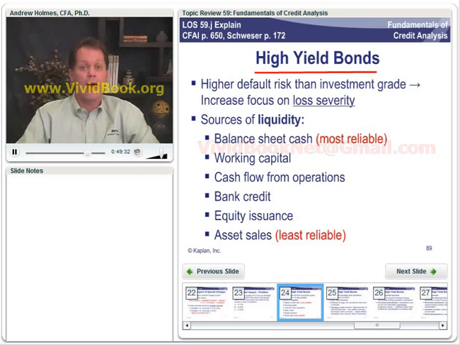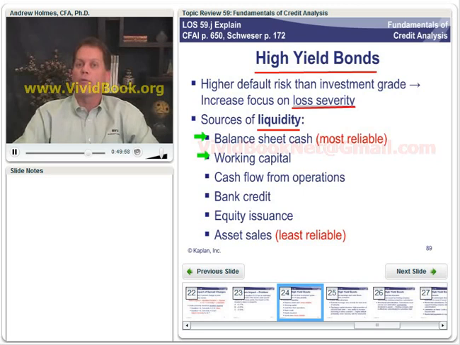That's why they're high yield or junk bonds. When we analyze these, we're going to be much more focused on loss severity. The probability of default goes up, and that naturally begs the question, if we're going to have default, what's the loss severity going to be? Sources of liquidity are going to be important for high yield issuers, and the grand champion of liquidity would be to have cash hanging around. If you've got lots of cash, then you could write a check and make things better.